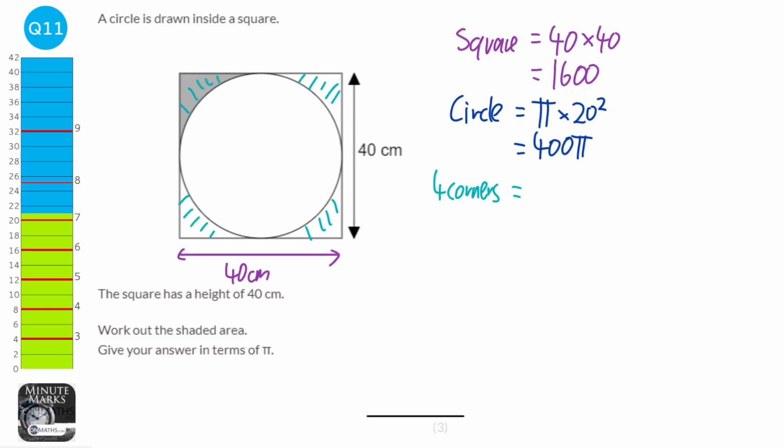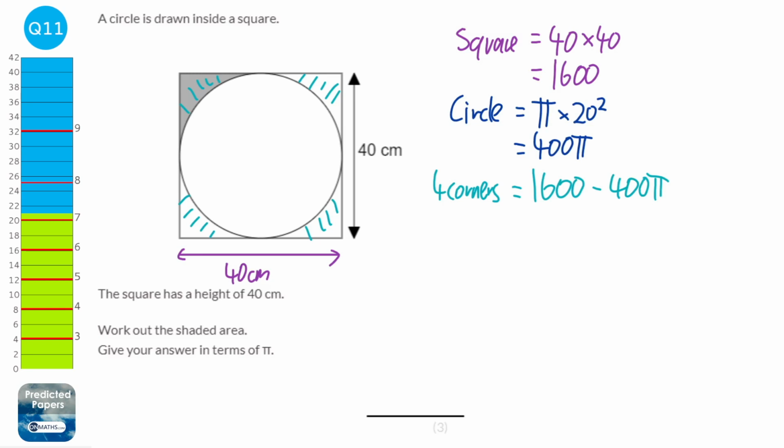And to do that, we're just going to do the square, take away the circle. So 1,600, take away 400 pi. Now we can't actually do anything more than that. That is our answer, so we just leave it at that.